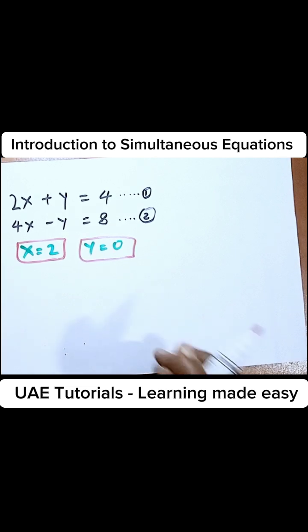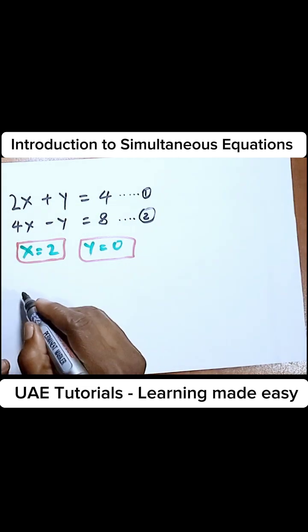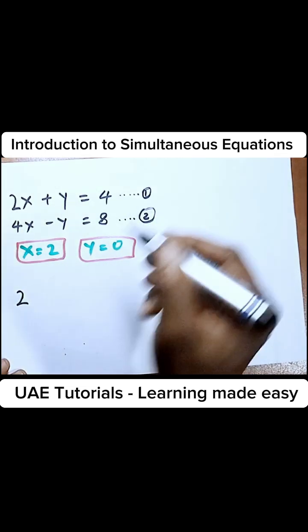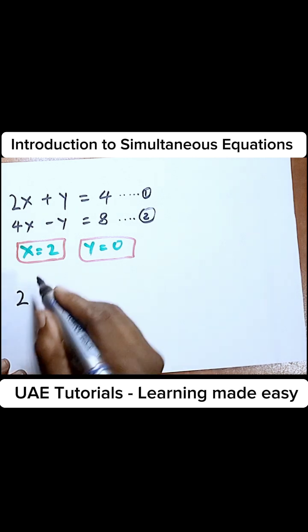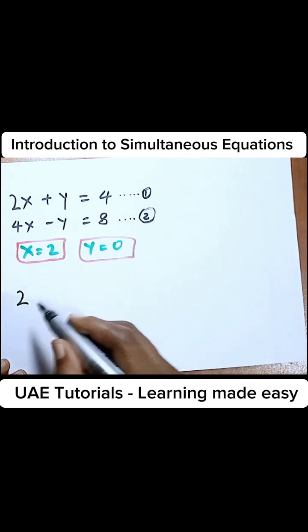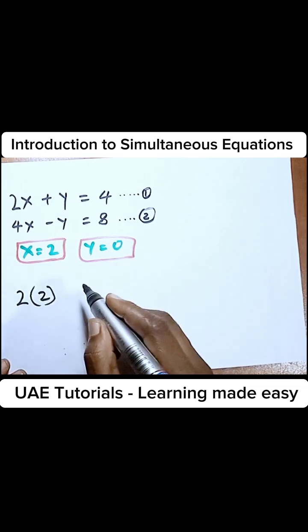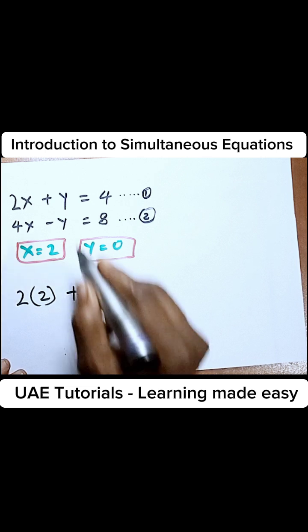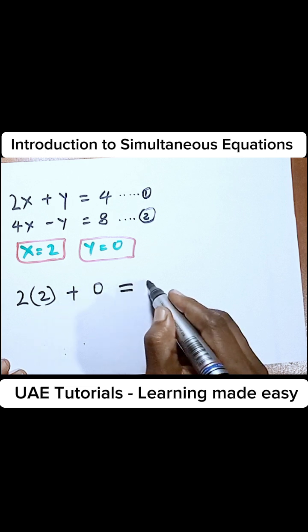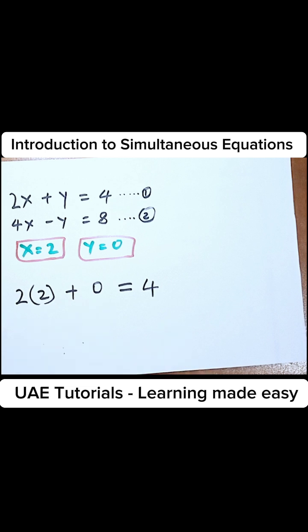So I have repeated the two original equations here, as you can see. Now I want to start testing. So let's substitute into equation 1. We are saying that 2x plus y equals 4. So wherever I see x, I put 2, and wherever I see y, I put 0. So 2 times 2 plus y. I want to check if that gives me 4.